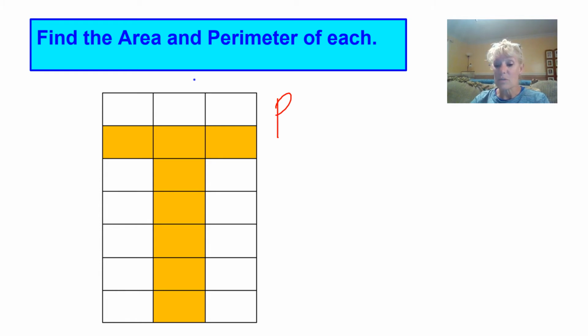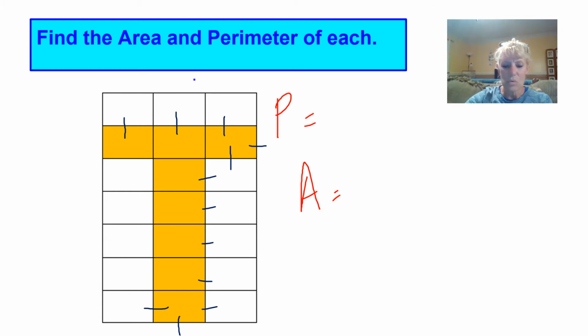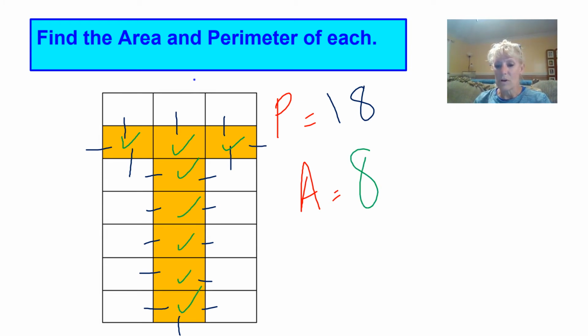I personally like to find the perimeter first. So I'm going to put P equals and then my A equals. All right, so I'm going to do this first one, and I like to start here on the side. So 1, 2, 3, up to 18. So I have a perimeter of 18. For my area, I'm looking inside. 1, 2, 3, up to 8. So you had a perimeter of 18 and an area of 8.